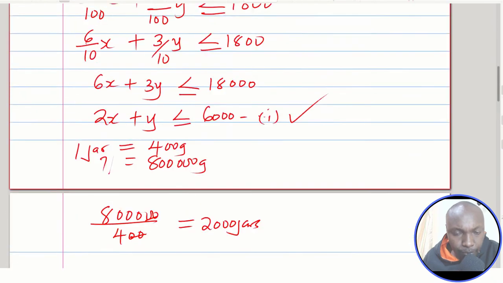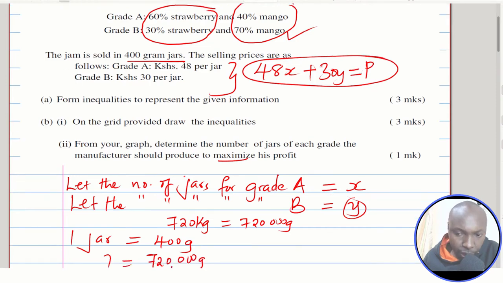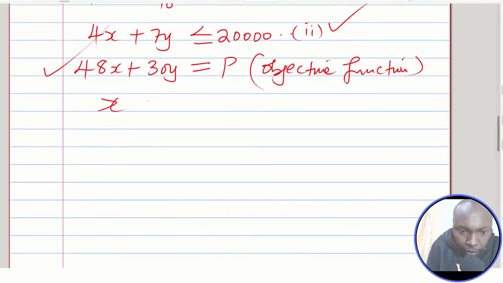When I go to the other information that we have there, I think we are through with the information. One thing that is remaining now: the number of jars for grade A should be x, the number of jars for grade B should be y. So meaning that x and y should not be negative, they should be non-negative. The number of jars is not supposed to give us negative values. So since we let the number of jars for grade A be x, x should be greater than or equal to 0, and also y should be greater than or equal to 0.